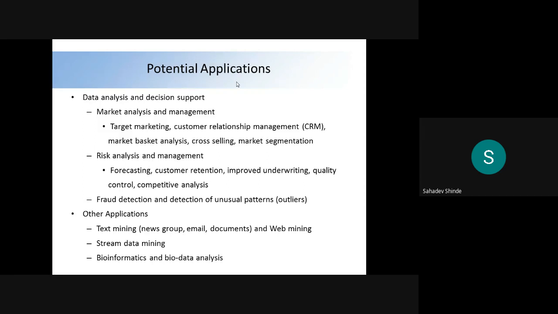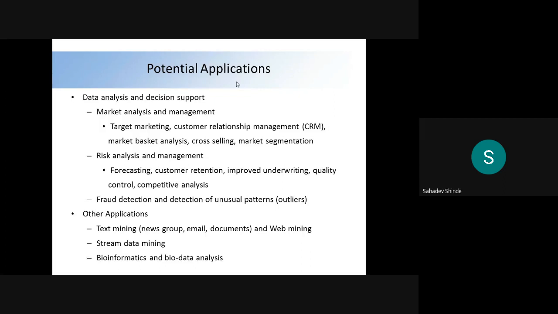In risk analysis we can find forecasting and customer retention. Customer retention means whether that customer is regular or not, and that we can check. That is about customer retention, improved underwriting, quality control, and competitive analysis. Also important is fraud detection and detection of unusual patterns.